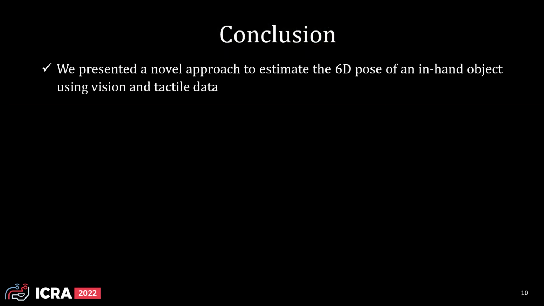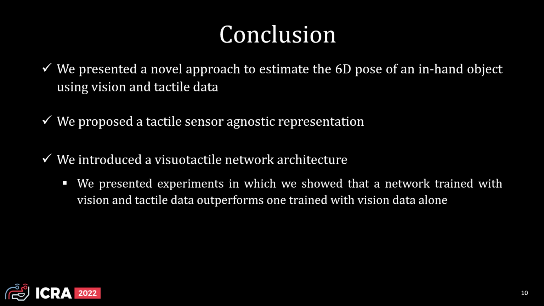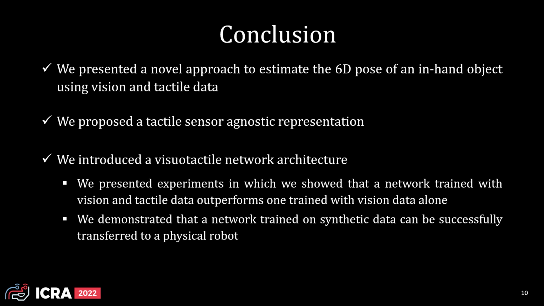In this paper, we presented a novel approach to estimate the 6D pose of an in-hand object using vision and tactile data. We proposed a tactile sensor agnostic representation. We introduced a visual tactile network architecture in which data from vision and tactile sensors are fused in a meaningful way. We presented experiments in which we showed that networks trained with vision and tactile data outperform one trained with vision data alone. We demonstrated that a network trained on synthetic data can be successfully transferred to a physical robot.